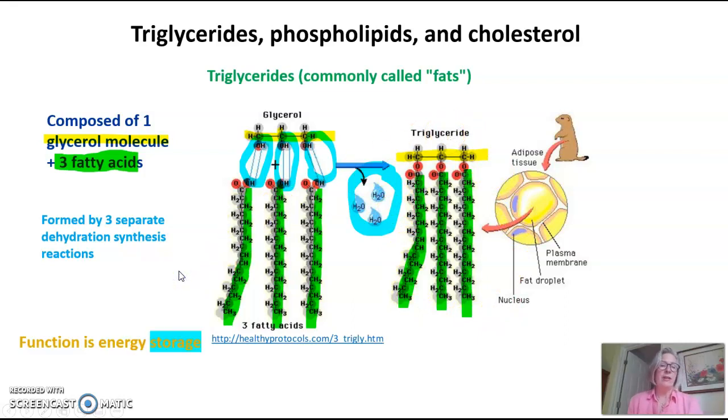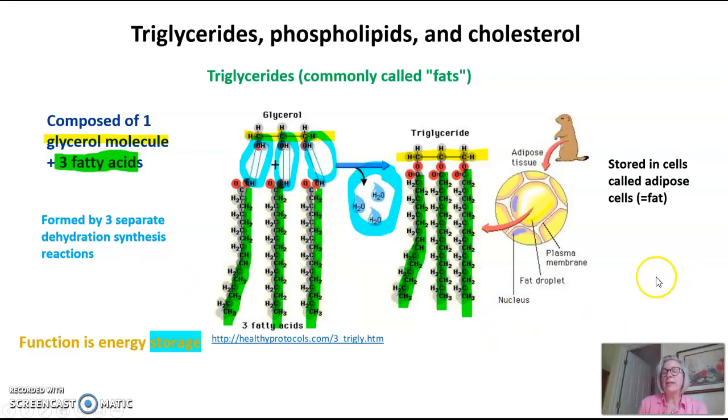The function of a triglyceride is energy storage. Again, there's a difference between energy storage and an energy source. Triglycerides have to actually be broken down into individual 2-carbon units called acyl groups in order to be an energy source. So these are simply energy storage.